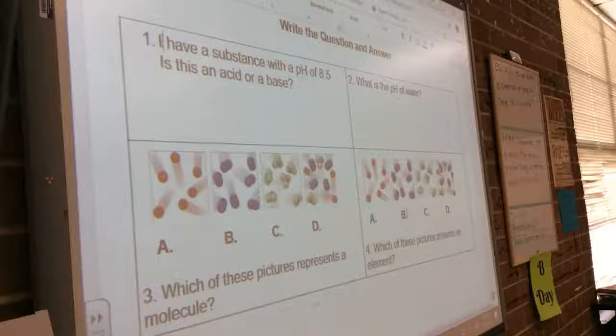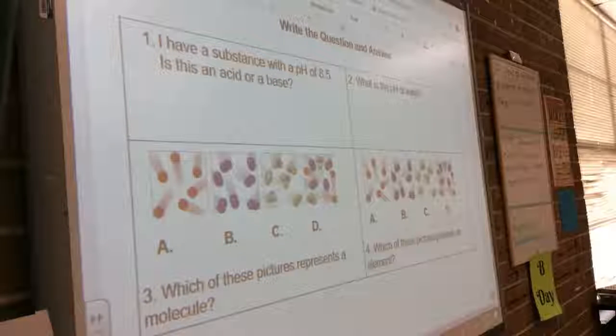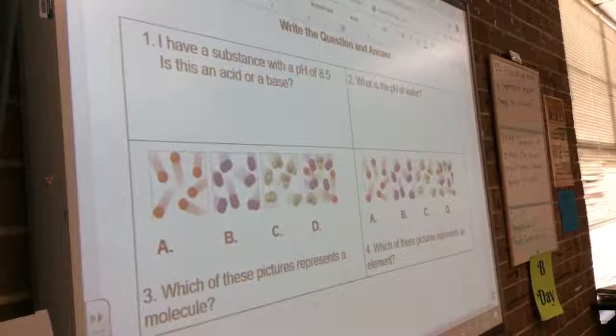All right, number 4. Which of these pictures represents an element? This goes to Noah. It is B. Notice that there are 2 spheres bonded together, but they are the same sphere. So that would be like an O2 or an N2 or an H2 molecule. It's just one element bonded together.